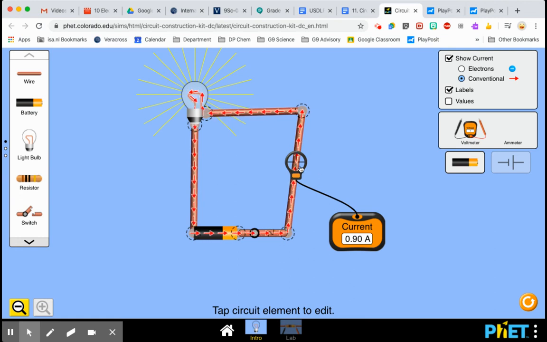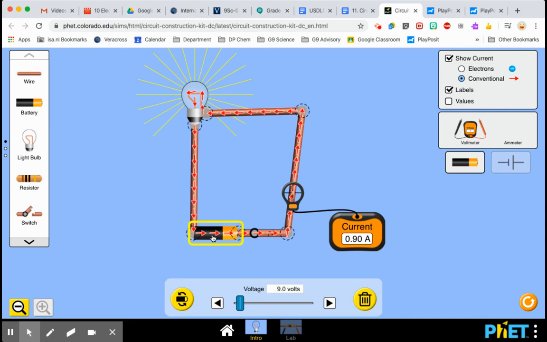And you can see that the current on this part of the circuit is the same as the current on this part of the circuit. It's the same there, it's the same there. So the current in one loop of a wire, of a closed circuit, is the same at every single point in that circuit. And it doesn't matter if I think about it as electrons or as positive charges, the current is the same no matter where I am in that circuit.